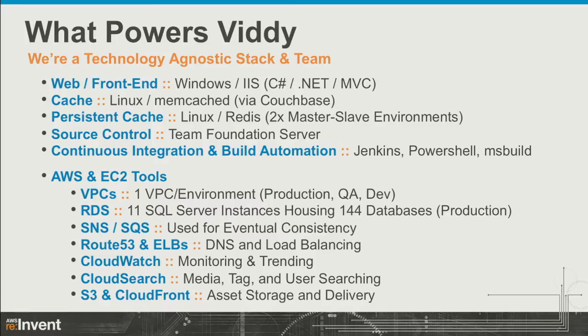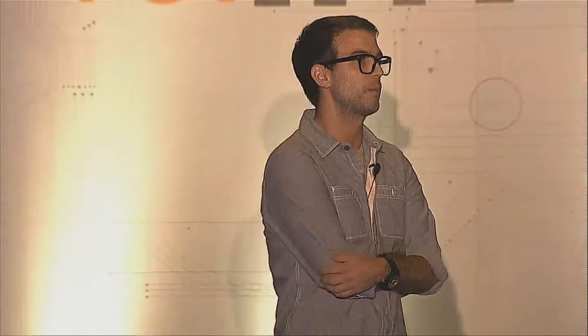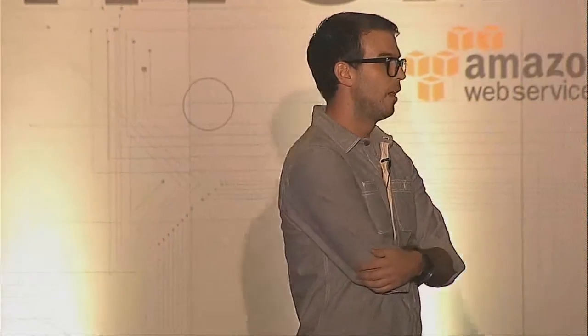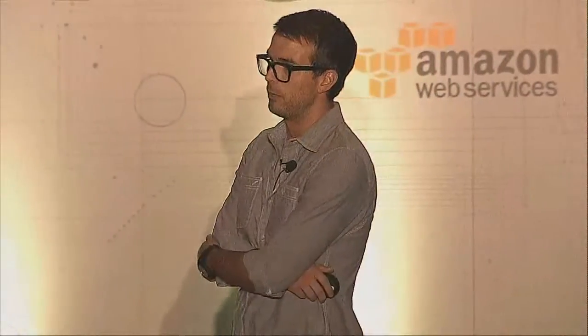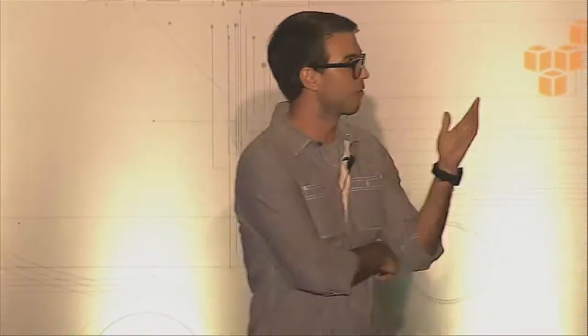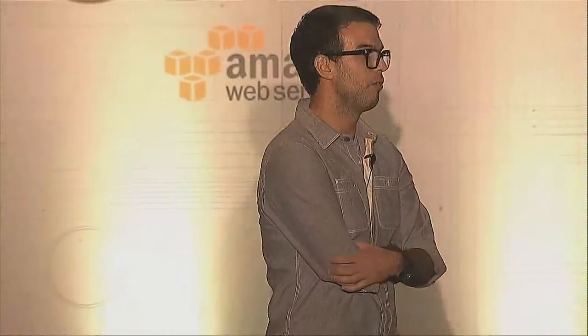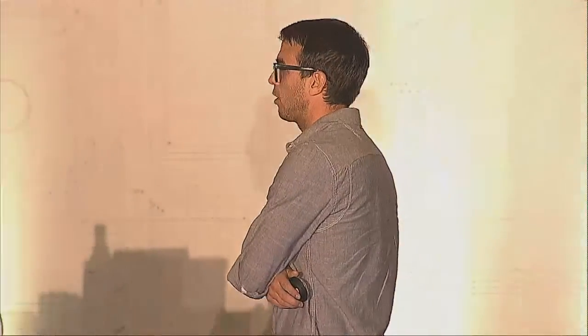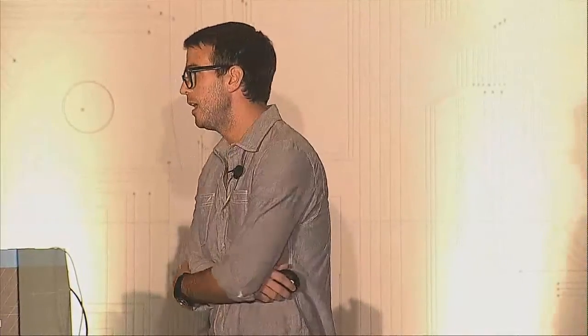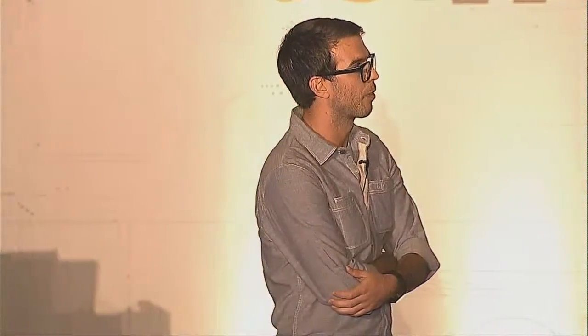Source control, we use TFS, and we have completely automated all builds, so we've empowered developers with single-click deploys to any environment of their choice right through TFS. And for that, we use Jenkins and PowerShell, which basically wraps MSBuild to deploy out to our environments. And just some of the services that we are using from Amazon: we use exclusively VPCs. We choose 1 VPC per environment, so dev, production, and QA each have their own VPC. RDS, we have 11 server instances housing over 144 databases per VPC. So in total, across all of our VPCs, we have approximately 300 databases and over 30 server instances.